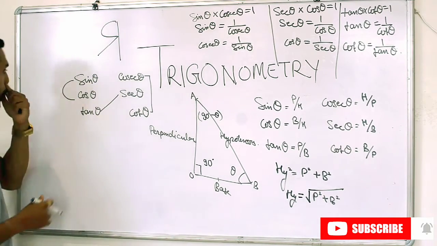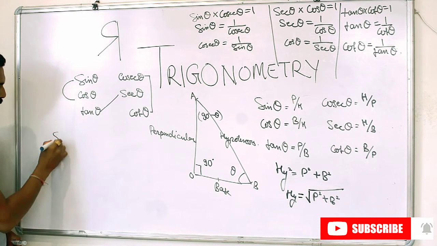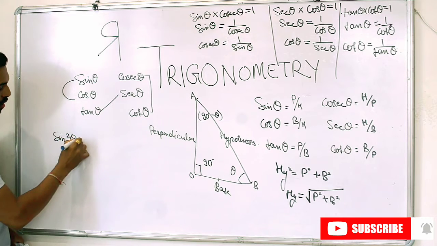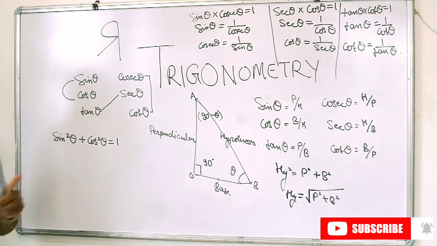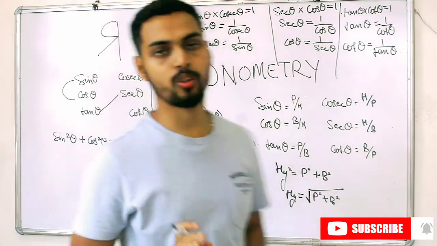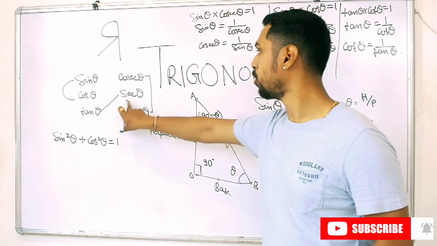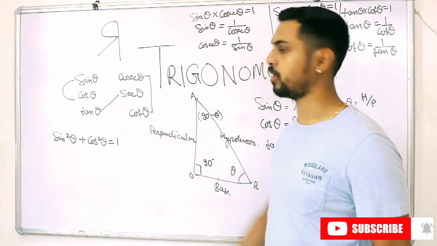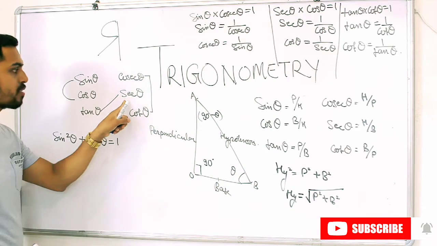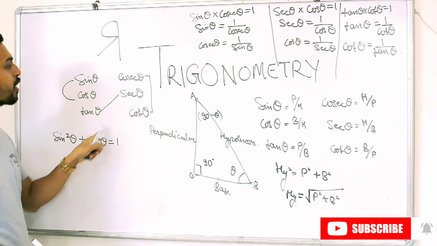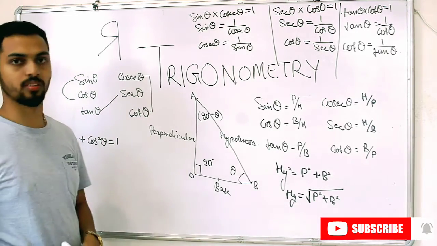Okay, now for sin theta and cos theta, we can write according to the formula: sin square theta plus cos square theta is equal to 1. Remember one thing, for sin theta and cos theta only the positive sign will be used, otherwise for sec theta, tan theta and cosec theta, cot theta, the minus sign will be used, as sec theta minus tan theta and cosec theta minus cot theta. Okay, so just keep in mind these things.